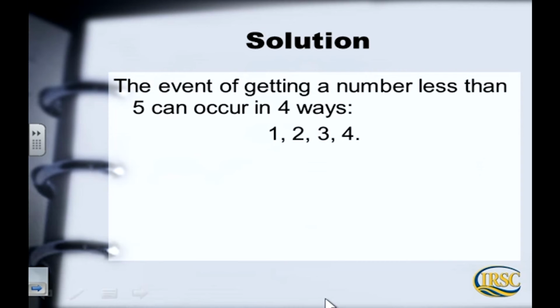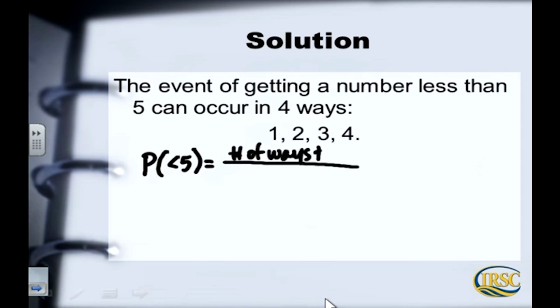So in words, you could write this out as, okay, the probability of getting less than 5, that's how you could write it out in shorthand, means the number of ways to get less than 5, and then the denominator could be the number of total possible outcomes. Good.